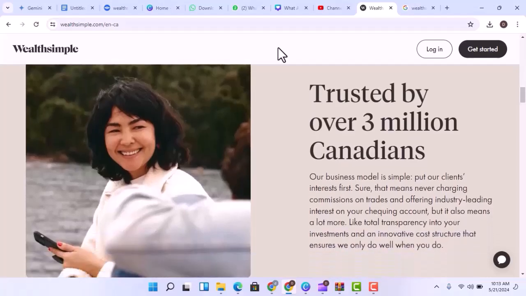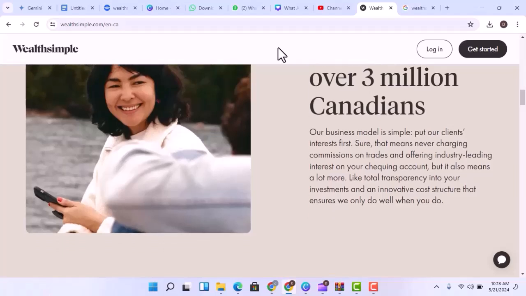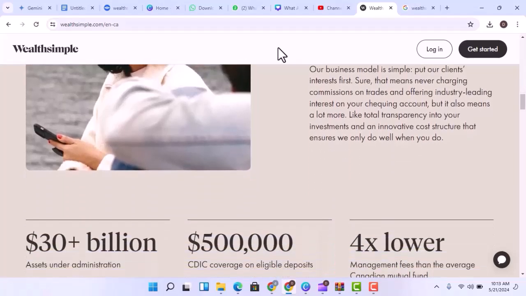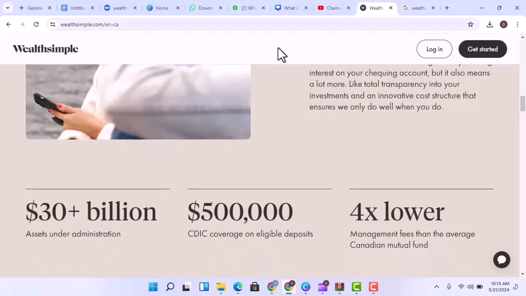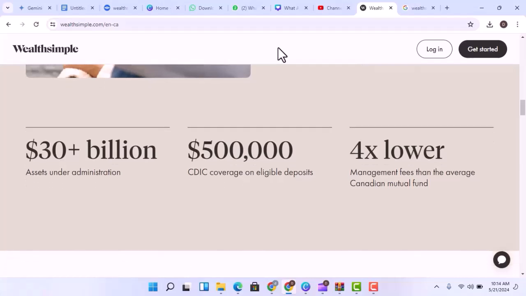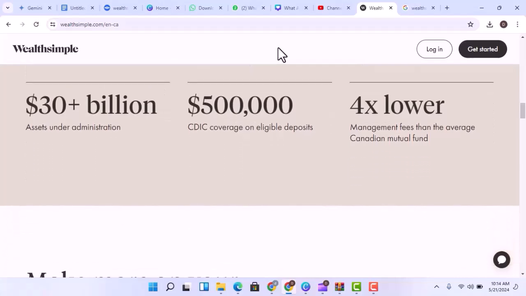Here's the beauty of it: transferring between these internal accounts is typically a quick and easy process. You can usually do it directly through the Wealthsimple app or website. No need to involve any external institutions or wait for lengthy processing times.